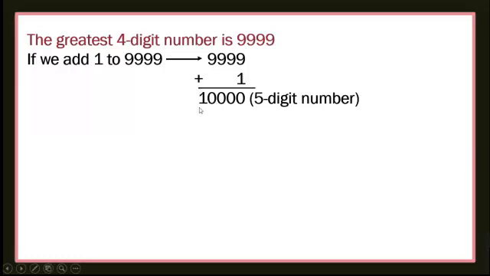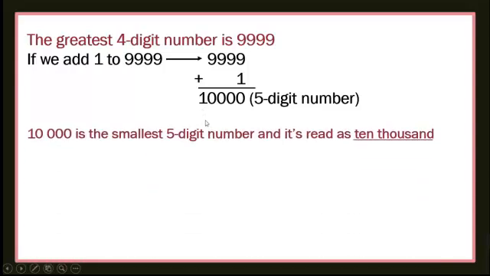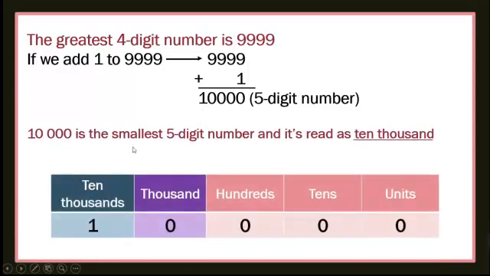Where should I put the fifth digit? I will open a new home for it, and I will call this home 10,000. And this home or this room is the place value, okay? I will put the fifth digit in it. What's the name of this number? It's read as 10,000, and it's the smallest five-digit number.